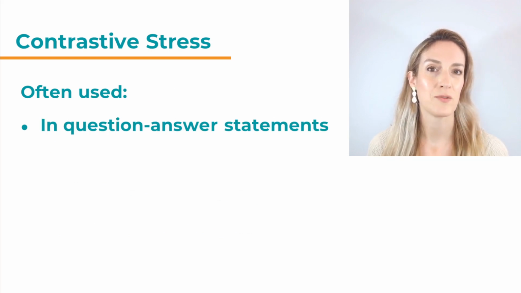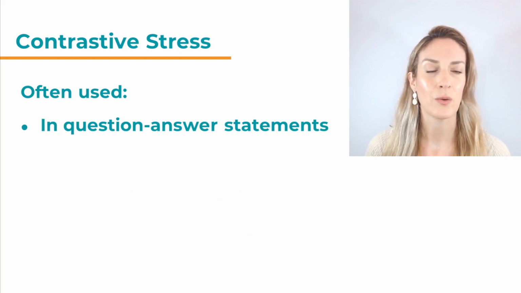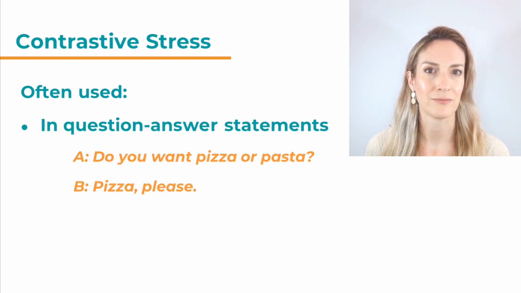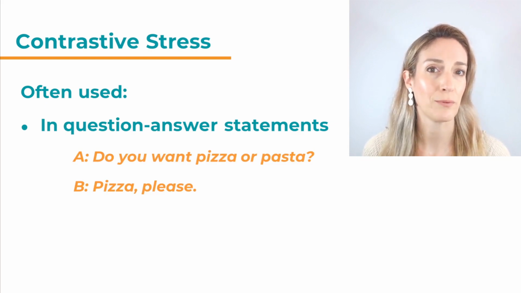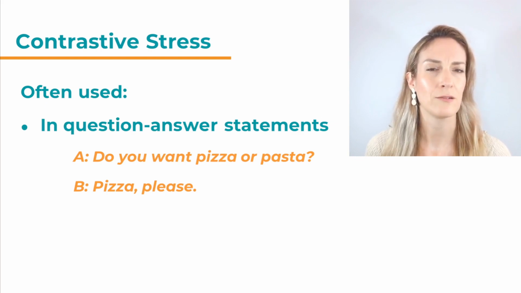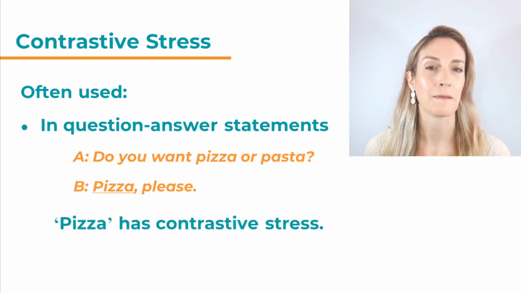We also often use contrastive stress in question-answer statements. Let's look at an example. For example, a conversation between two people. One person asks, "Do you want pizza or pasta?" And another answers, "Pizza, please." Pizza has contrastive stress. We want to make sure the person understands that from the two options, that is the one we choose.